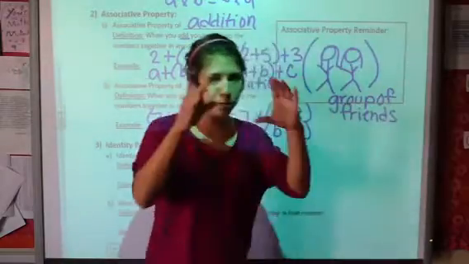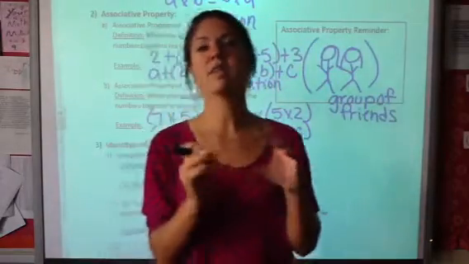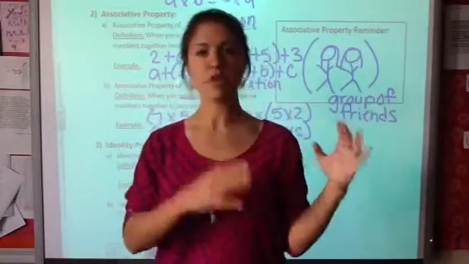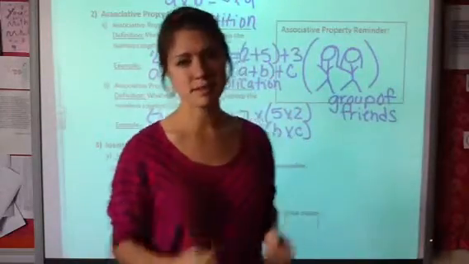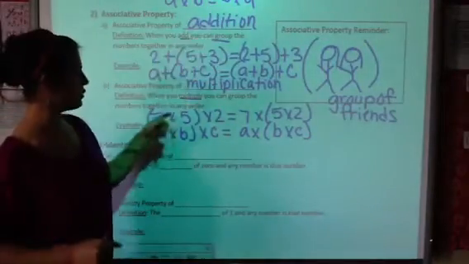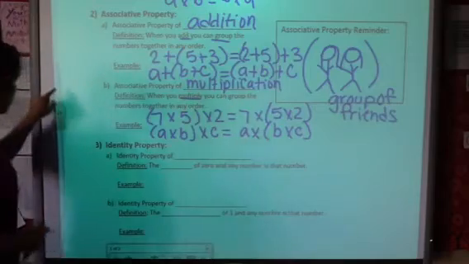So whoever you group yourself with, you associate yourself with, is the associative property. If you ever see parentheses, grouping, and the groupings have changed, you know that that's the associative property. If you see addition, it's of addition. If you see multiplication, it's of multiplication.